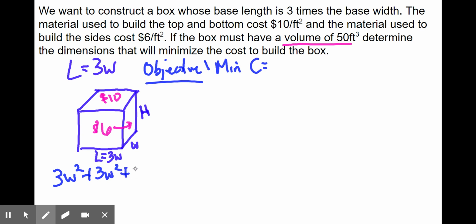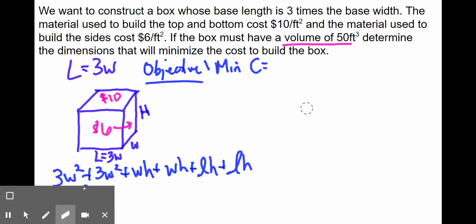And then the sides are WH, another WH, and then we have an LH also, right? Okay, an LH. And then another LH, right? But L is 3W, that's right. So let me go back in here. So we have 3W squared. Oh, let's just start combining them.